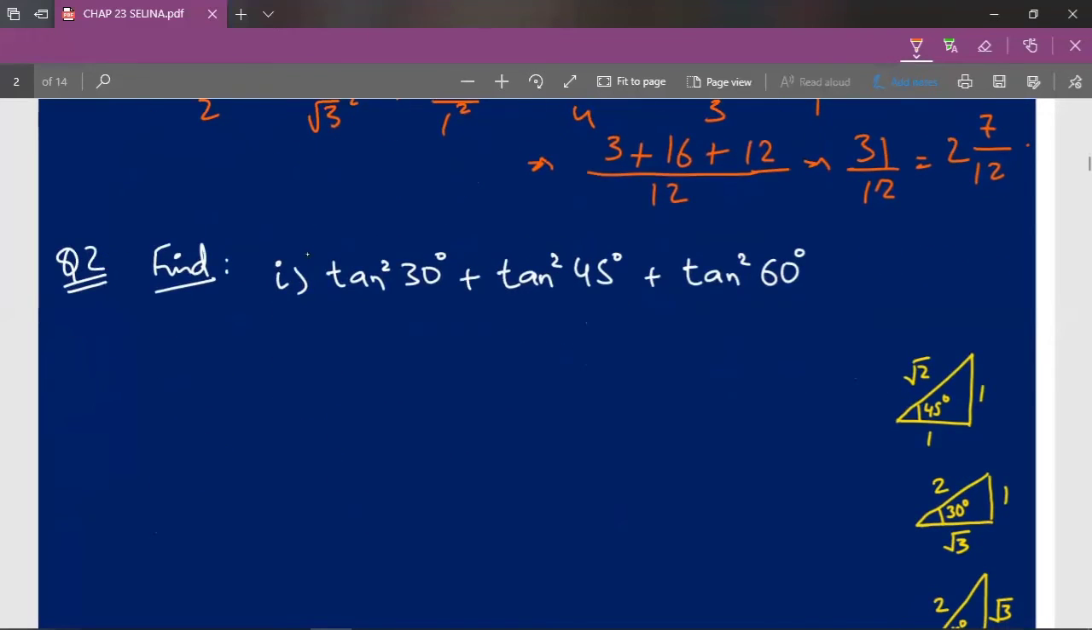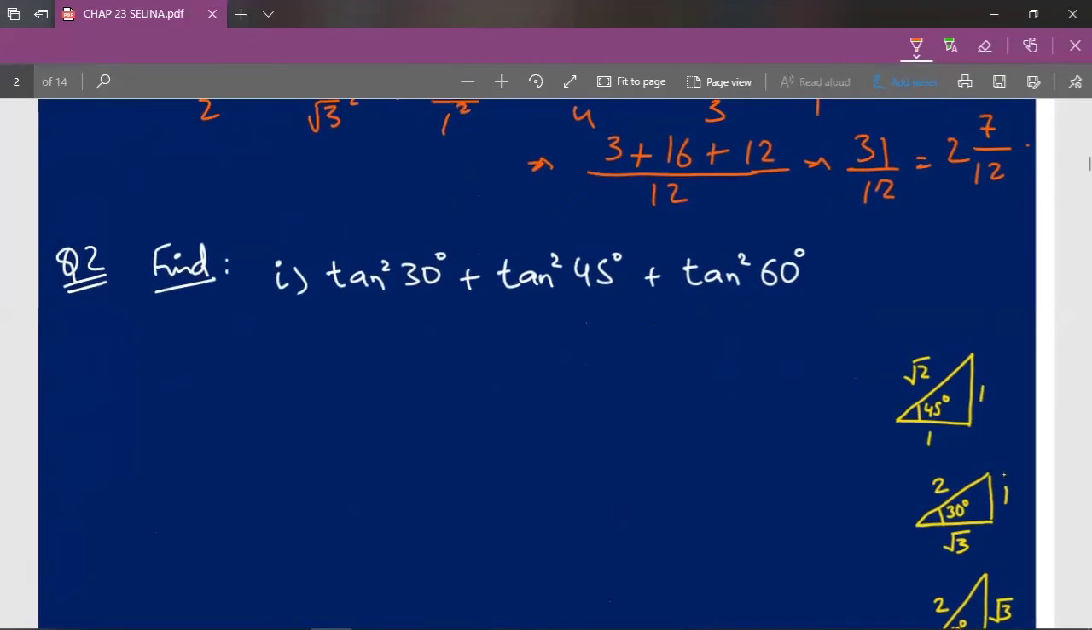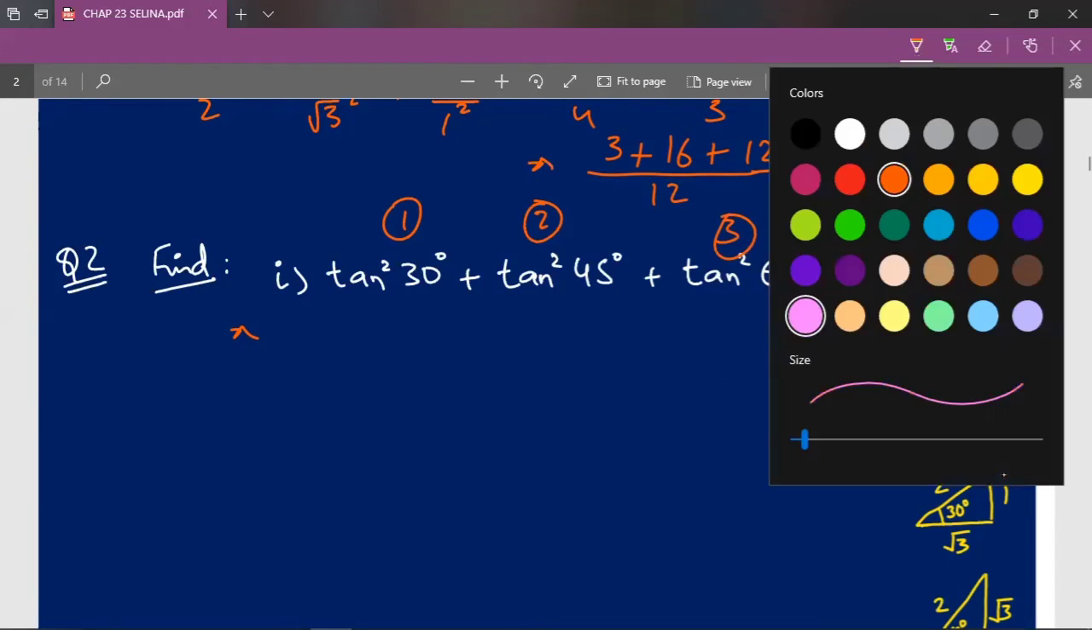Now question number 2, the first part. So here I have some magic triangles assigned to each of the specific trigonometric angles. So here tan square 30 degree plus tan square 45 degree plus tan square 60 degree. Now, as I've said before, I'll divide this question into parts. So this is the first part, this is the second part, and this is the third part. So I'll just change the color.